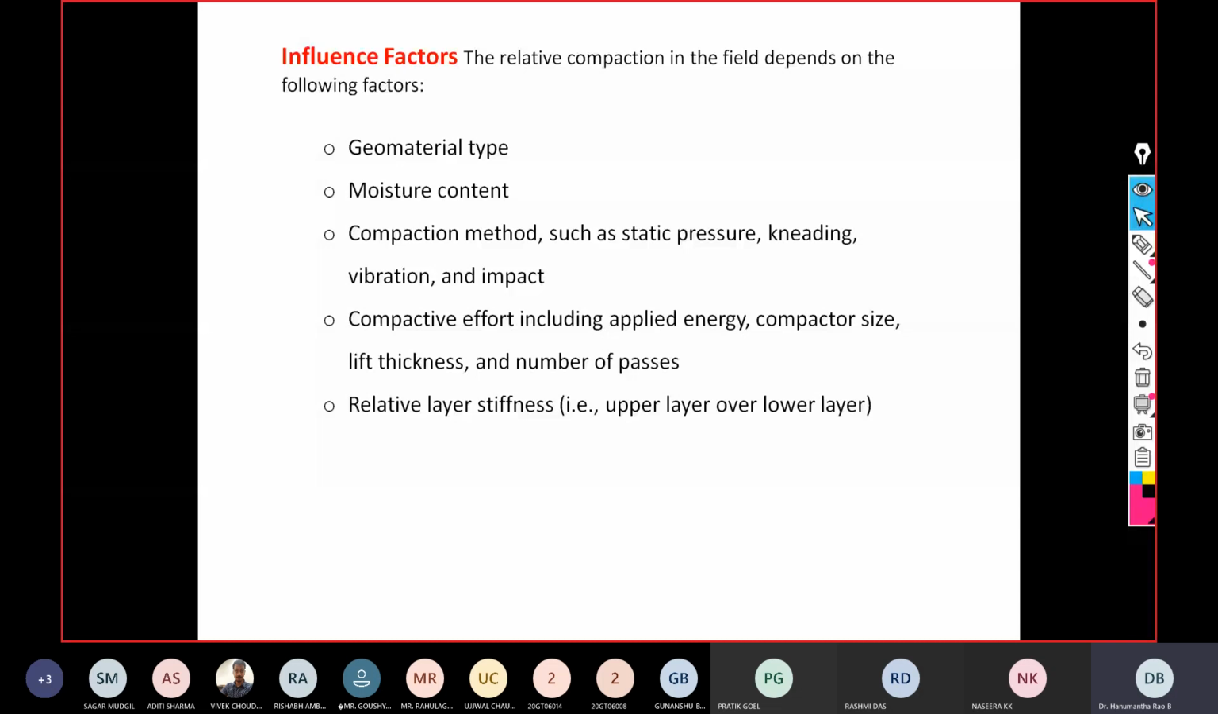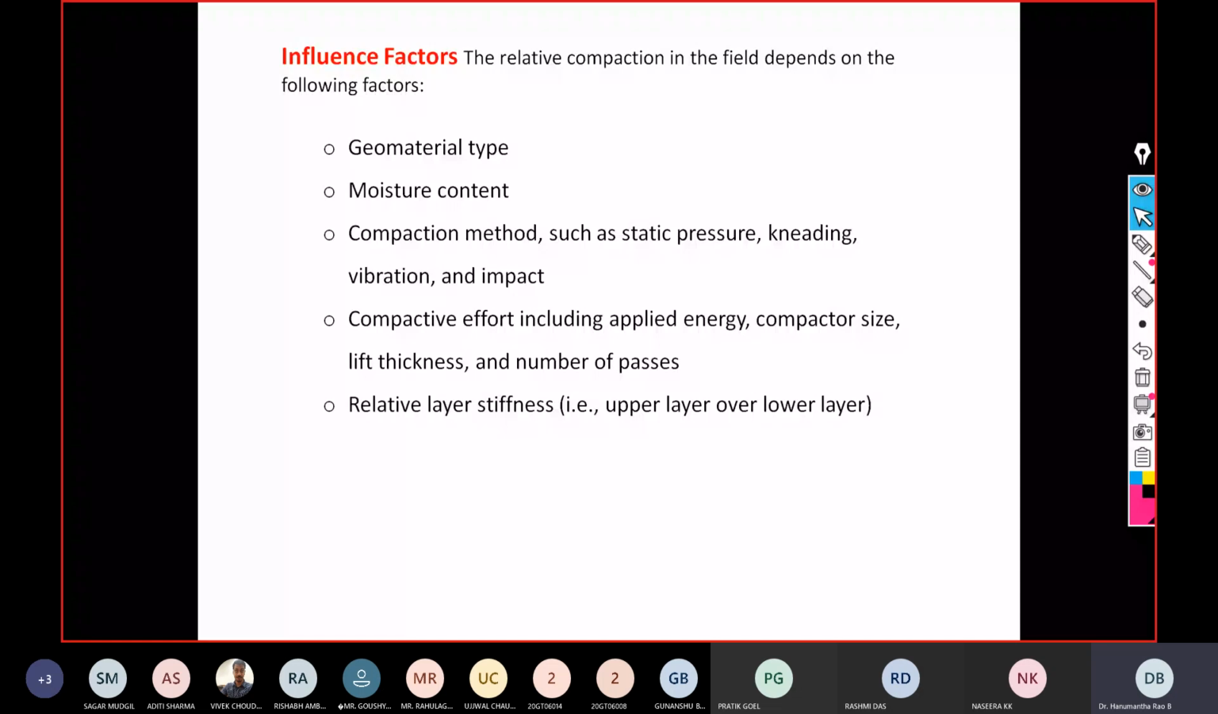Then the compaction method, say standard or modified Proctor. This is called dynamic compaction. It is not a static compaction. But the same compaction can accompany heating or vibration or impact. So this compaction energy is suitable in the case of a field. But in the laboratory, we always use only the dynamic energy, that is standard Proctor or modified Proctor.